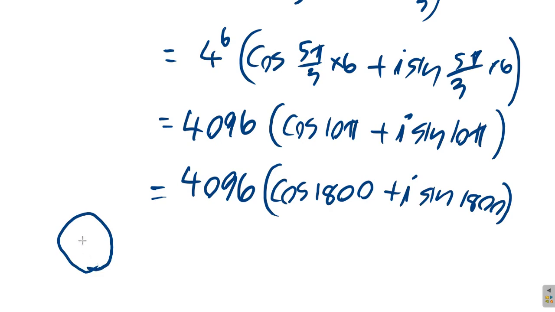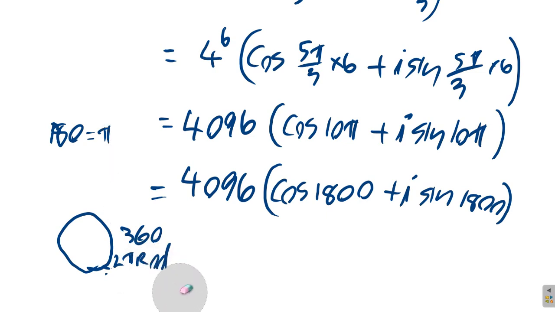Remember, pi is the same as 180 degrees. One complete revolution contains 360 degrees, which is 2 pi radians. So half a revolution contains 180 degrees, which is half of 2 pi, which is pi radians. So you have to remember that 180 degrees is the same as pi, right?